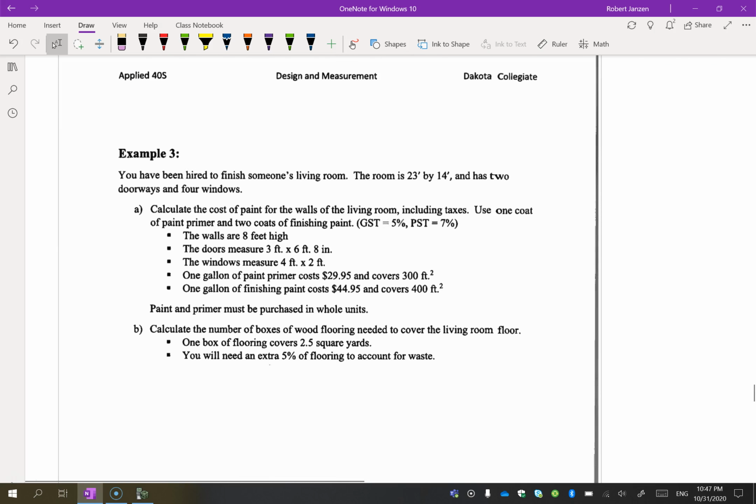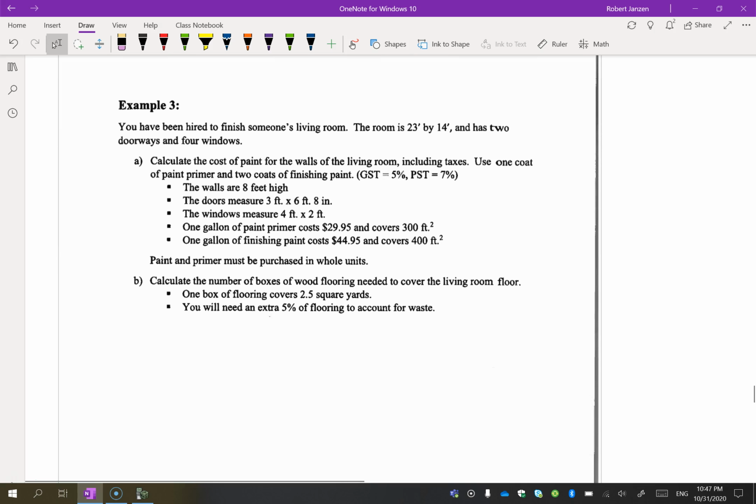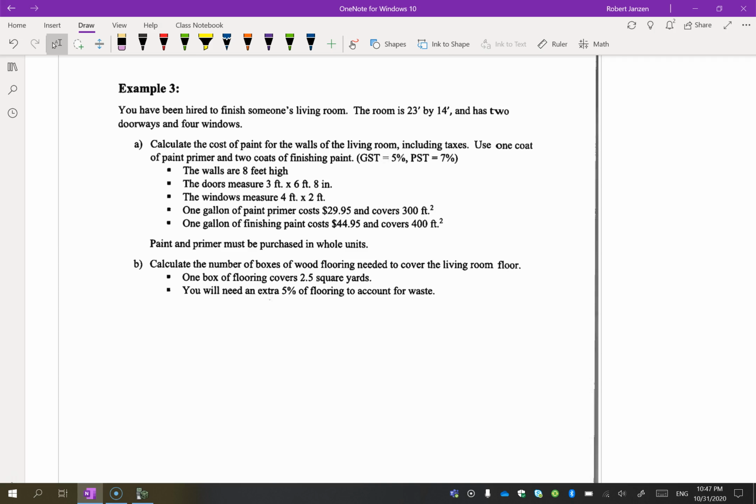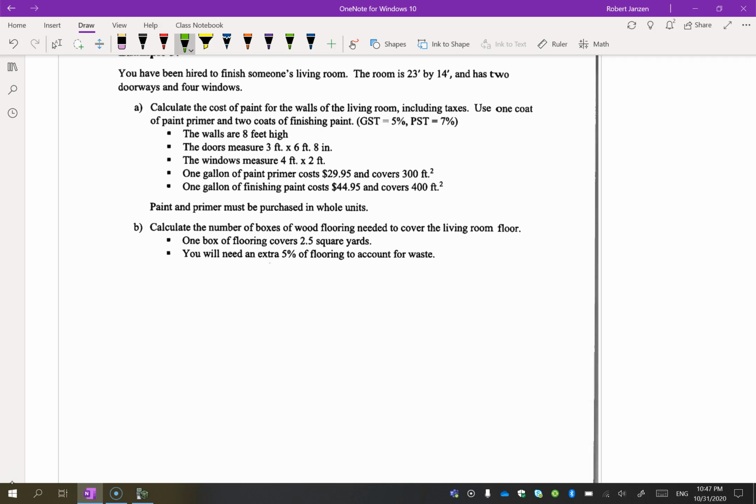Alright, let's do number 3. You've been hired to finish someone's living room. The room is 23 feet by 14 feet. Let's just draw that. So it's 23 feet and 14 feet, and has 2 doorways and 4 windows. Calculate the cost of paint for the walls of the living room, including taxes. Use 1 coat of paint primer and 2 coats of finishing paint. The walls are 8 feet high. Okay.